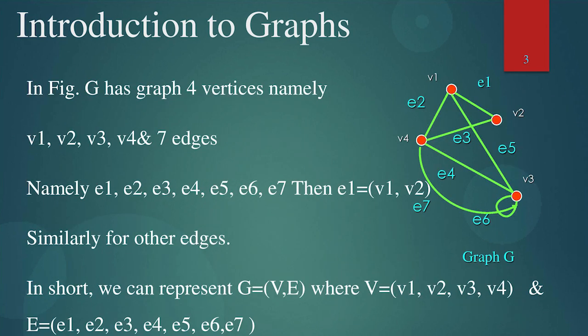In the figure, G has 4 vertices, namely V1, V2, V3 and V4, and 7 edges, namely E1, E2, E3, E4, E5, E6, E7. Then E1 is the vertex pair V1, V2. Similarly for other edges. In short, we can represent G equal to (V, E), where V equal to {V1, V2, V3, V4} and E equal to {E1, E2, E3, E4, E5, E6, E7}.